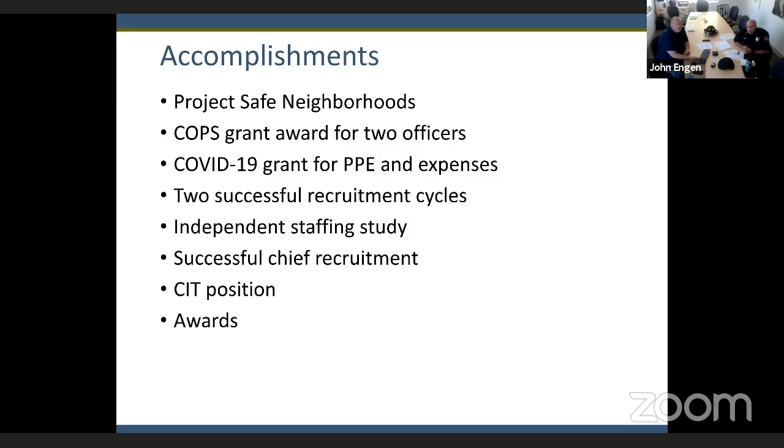We've had two successful recruitment cycles in the last year. So what does that mean? That is us doing a testing cycle to hire new officers, and we've run two programs through, and we have hired officers from that. And that is a very long and complex program. It starts with testing, written tests, physical ability tests, very thorough backgrounds, psychological exams, medical exams, and the like through that program.